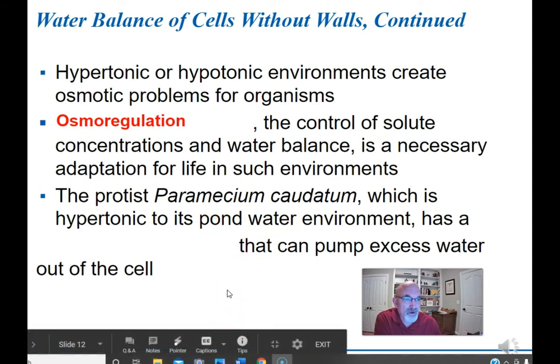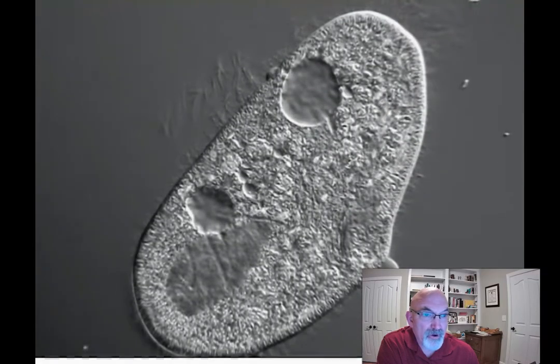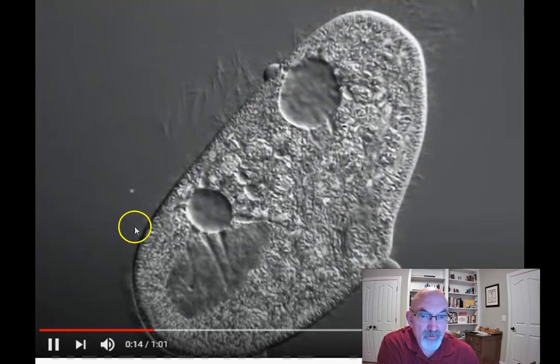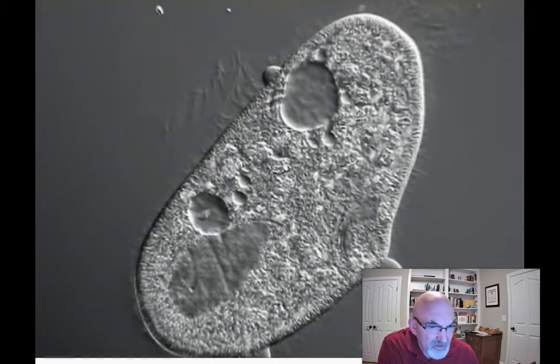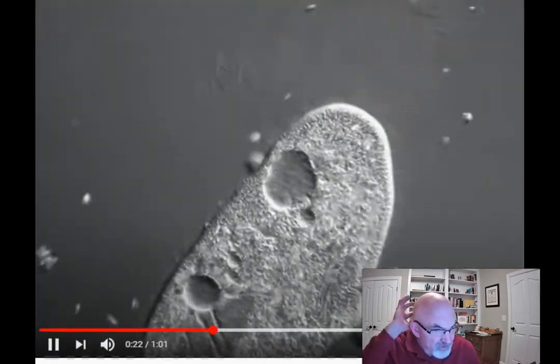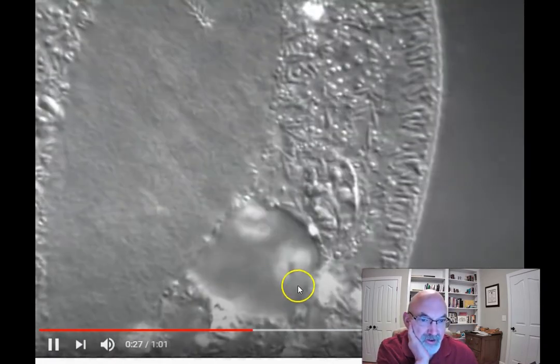So water is going to tend to rush into the cell. And they have a special organelle called a contractile vacuole, it's missing an E on the end of vacuole here, that can pump excess water out of the cell. So if we look right here, we see a paramecium, and you can see the cilia on the margin of the cell membrane here. This is most likely a Zeiss photo microscope. You can see the contractile vacuole right here.